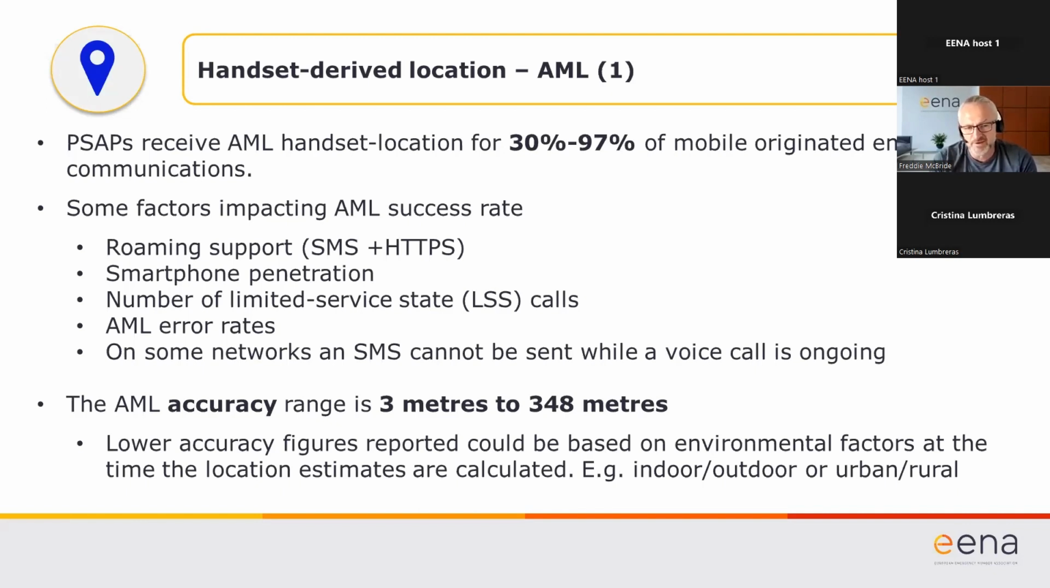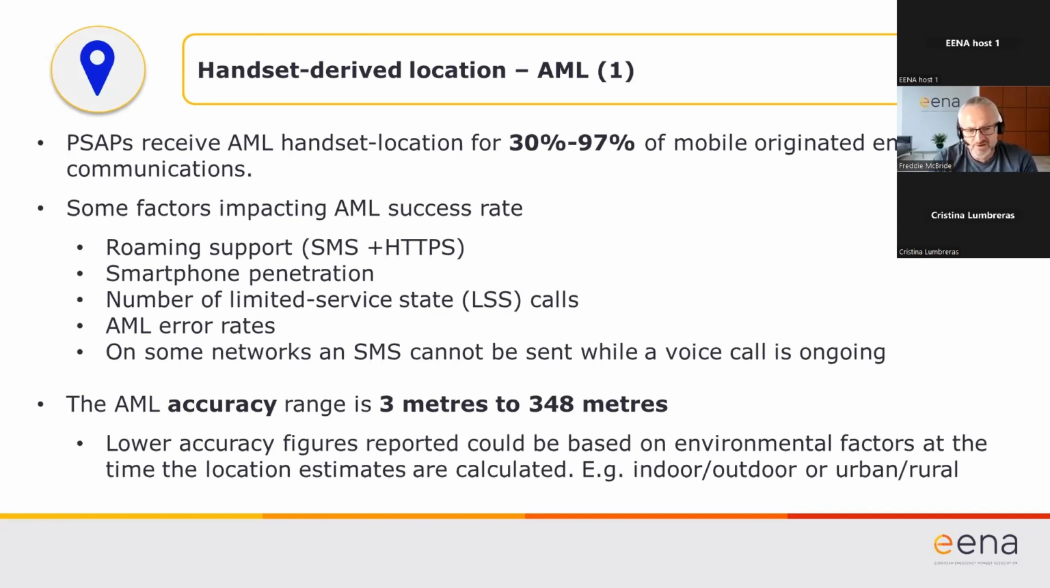Just to give an example of this, there was a country outside of Europe we heard of recently that had quite high AML error rates, and it turned out that the mobile network configuration was such that when you were making a voice call to 112, SMSs couldn't be sent. The idea being to, I suppose, save resource on the handset, battery power to continue to have the emergency call. But once that was reconfigured, the AML error rate dropped dramatically. So this is something that should be considered where AML error rates are high as well.